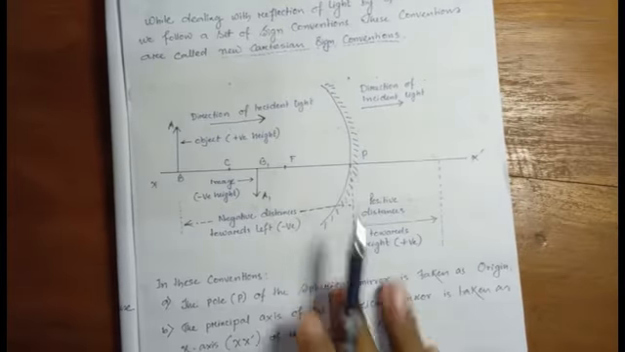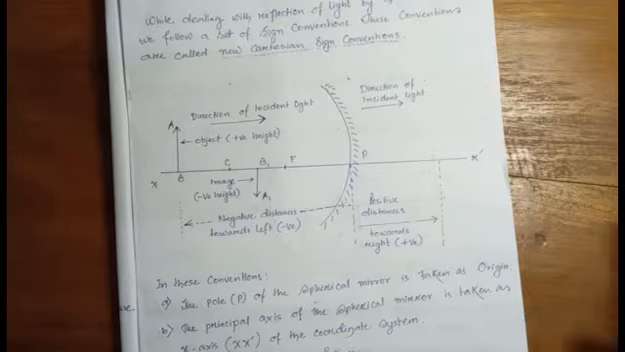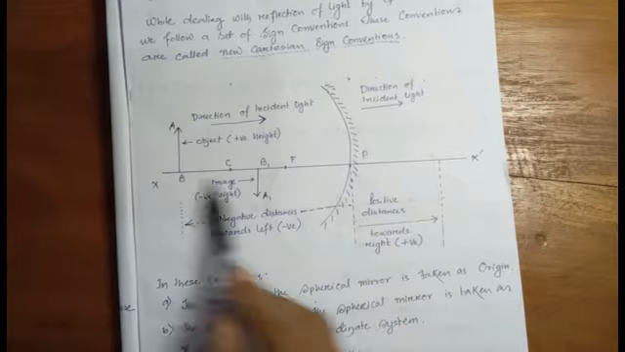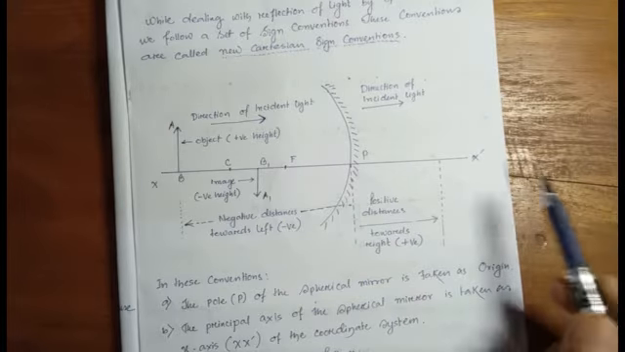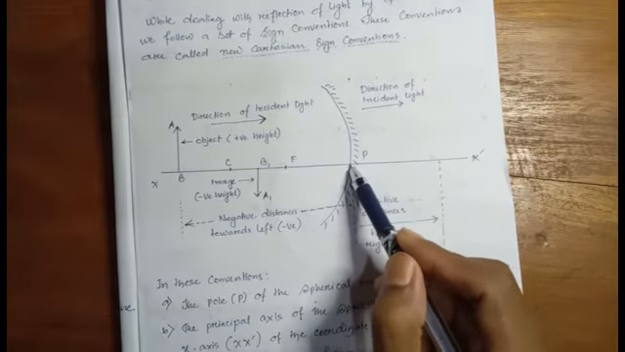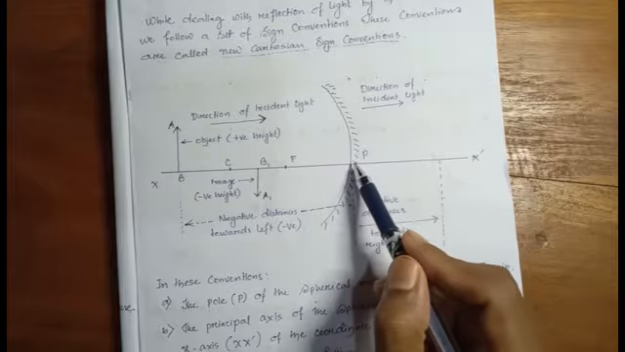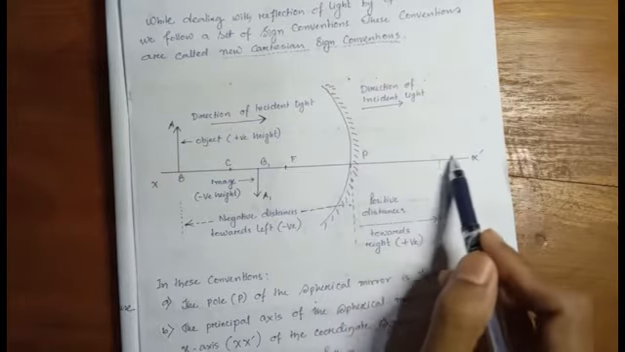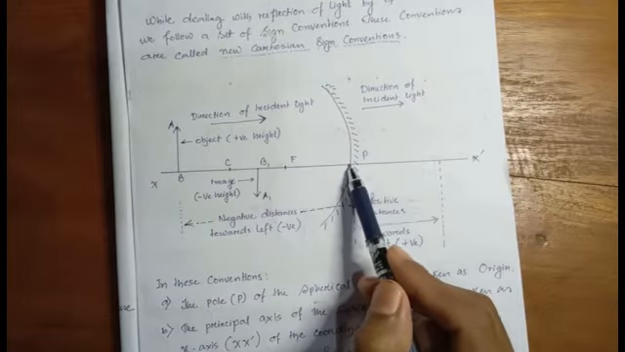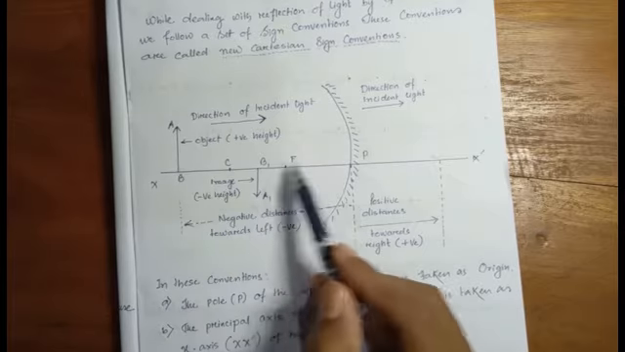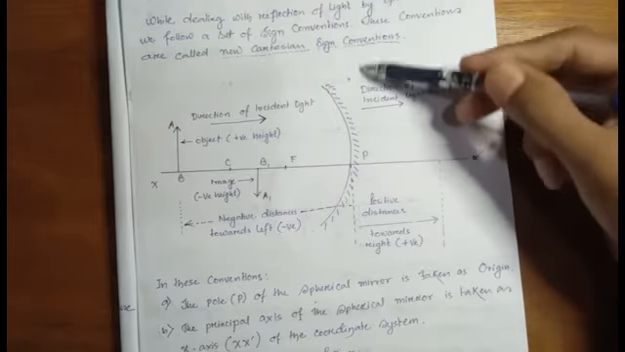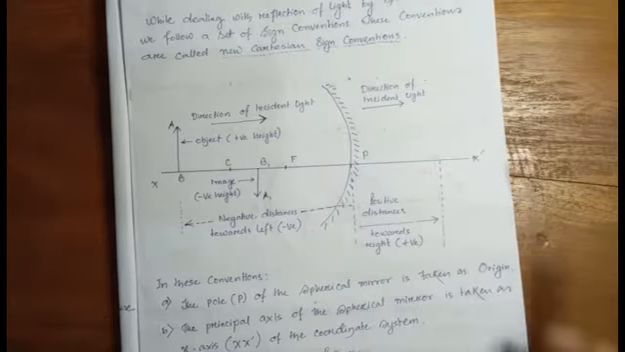As you can see here, this is a concave mirror, and this is the principal axis. In this case, we will consider the pole of the spherical mirror as the origin. On the right side will be positive and the left side will be negative. That means from this pole, if you measure any distance from P to B or B1, it will be negative, and in the upward direction that will be positive, in the downward direction negative.